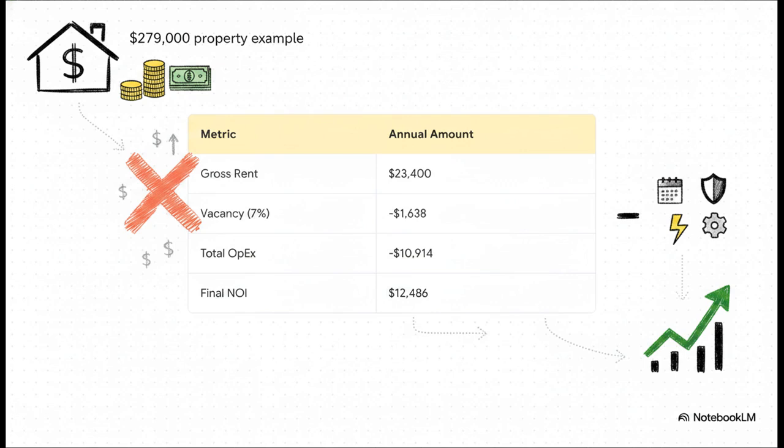We can see exactly how this plays out using a real-world $279,000 property example. Say we start with a gross rental income of $23,400. Immediately, we have to subtract a 7% vacancy loss, which is $1,638. Then we subtract total operating cost, things like taxes, insurance, management, and utilities, totaling $10,914. That leaves us with a final net operating income of $12,486. This brilliantly illustrates how a 7% vacancy rate actively and materially reduces your bottom line.